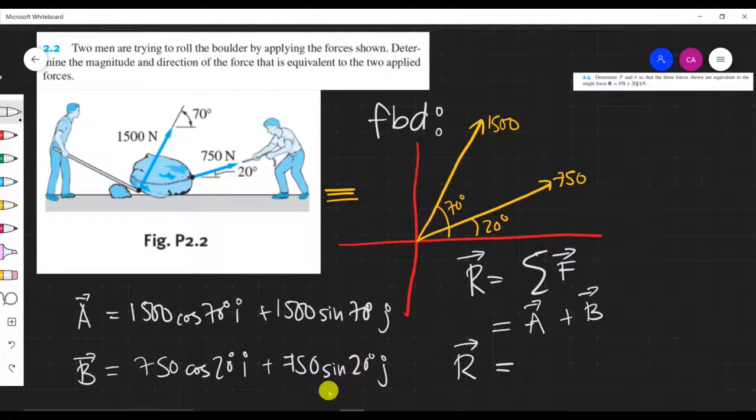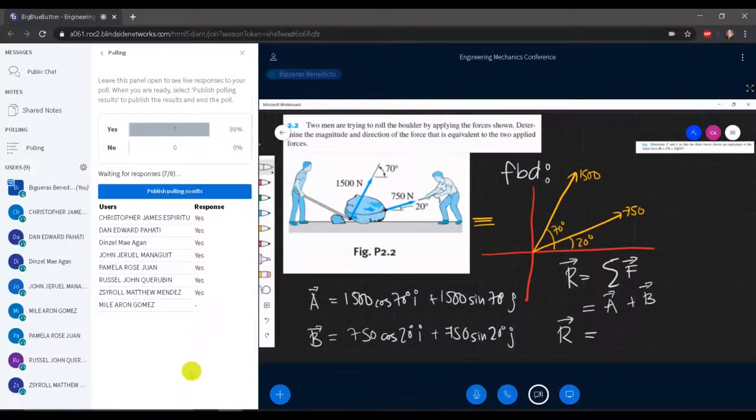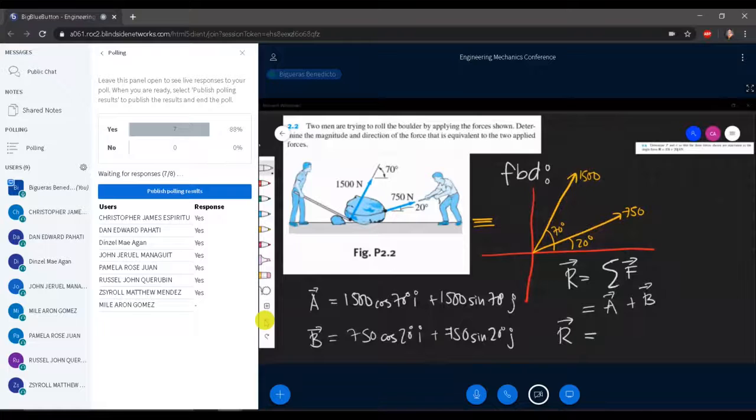What would be the resultant vector? I did not elaborate on the solution much because I think you get it already. So what would be the resultant vector?